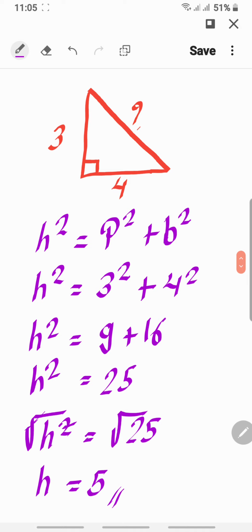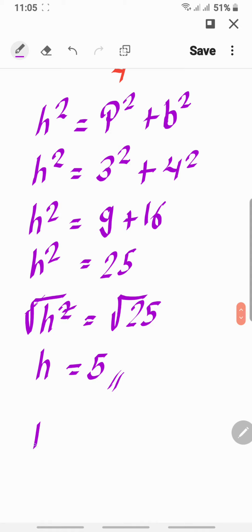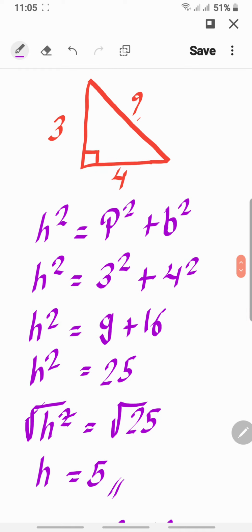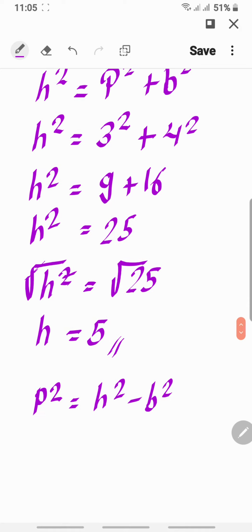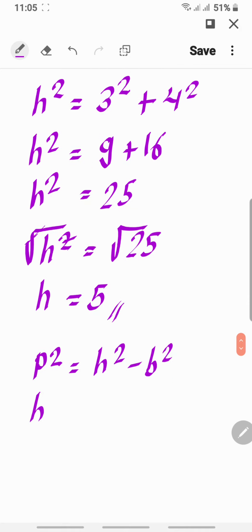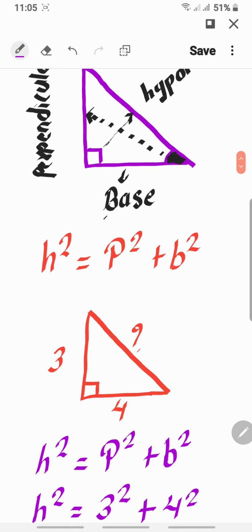Likewise, if the perpendicular is missing, then you can simply use the formula p square is equal to h square minus b square. I have reformed the same formula. Simply I have shifted b square to the other side. Likewise, if b is missing, then b square is equal to h square minus p square. Use this formula. You can find all those missing sides in a right angle triangle.